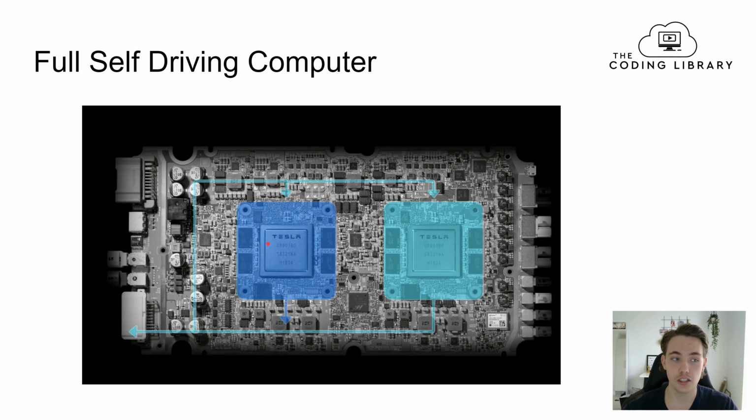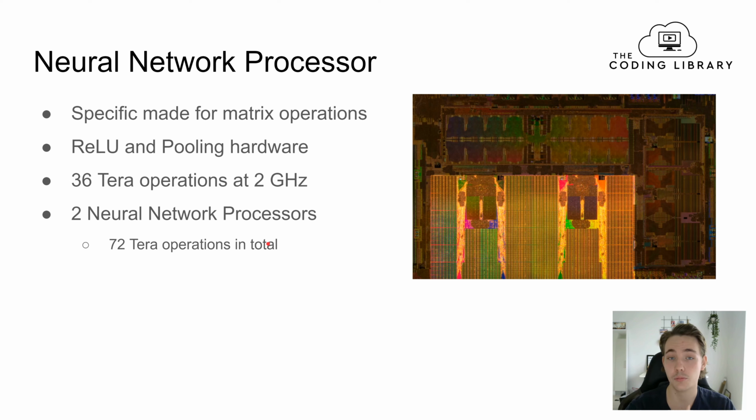These chips are running something called a neural network processor, which is specifically designed for doing neural network calculations. They're specifically good at matrix operations, because they can be really fast in hardware, and this is why we create a neural network processor instead of just using an original graphics processing unit. The neural network processor has specific hardware for the ReLU and pooling operations I talked about, so it can be even faster with hardware for specific activation functions, pooling layers and ReLU layers.